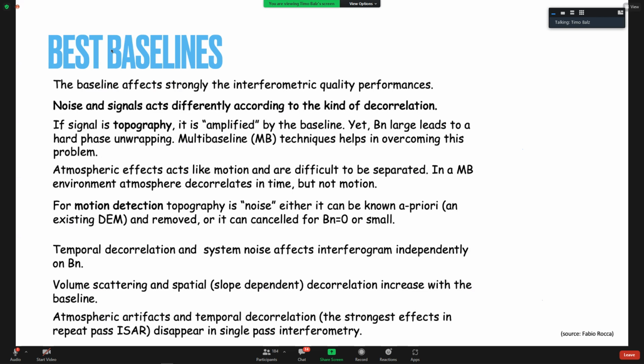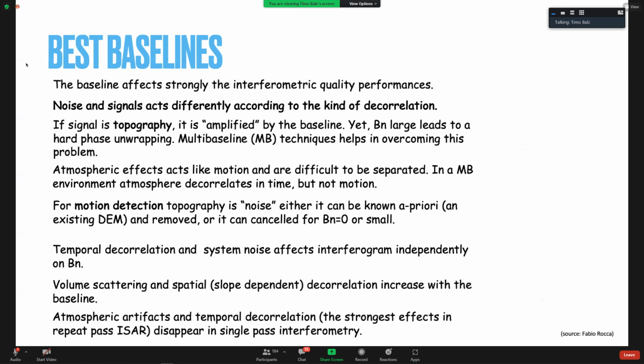But still, to summarize, because it's a very good question: if you're interested in the motion, you probably want a very short, small perpendicular baseline, because the perpendicular baseline, the distance between them, will, as it's written here, amplify the topography. And if you're not interested in the topography, you do not want that to be amplified. On the other hand, if you are interested in DEM making, you want a larger baseline and a very short temporal baseline. Ideally, maybe even multiple baselines, so you can solve the unwrapping problem better. All right.